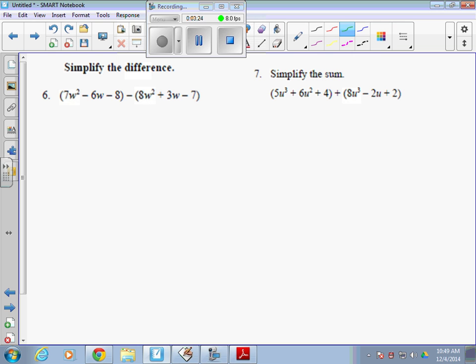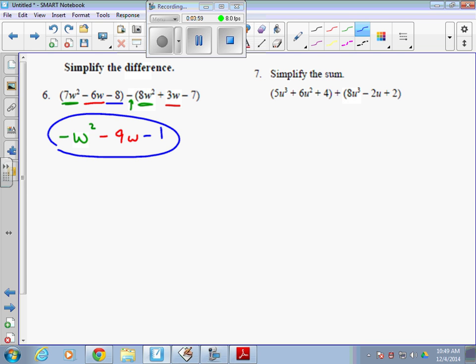Then we're going back to stuff we did before this week. Simplify the difference. Minus tells you the opposite of everything that's in the second set of parentheses. 7w squared minus 8w squared. 7 minus 8 is negative 1w squared. Negative 6w, again, minus 3w is negative 9w. Negative 8 minus a negative 7 means plus 7. Negative 8 plus 7 is minus 1.